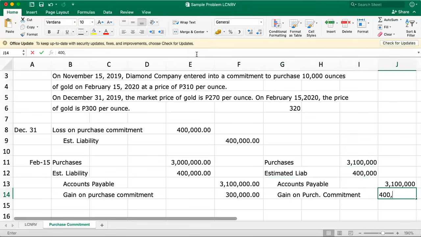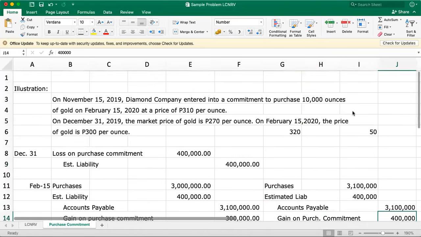of 400,000. Take note, guys, gain on purchase commitment is also limited to the previously recorded loss on purchase commitment. If you look, 270 to 320 is a 50 peso increase. 50 pesos times 10,000 should be 500,000. But according to the standard, the gain on purchase commitment is limited to the loss previously recognized. The maximum loss recognized is 400,000, so it should not exceed that. That's why our gain on purchase commitment is still only 400,000.